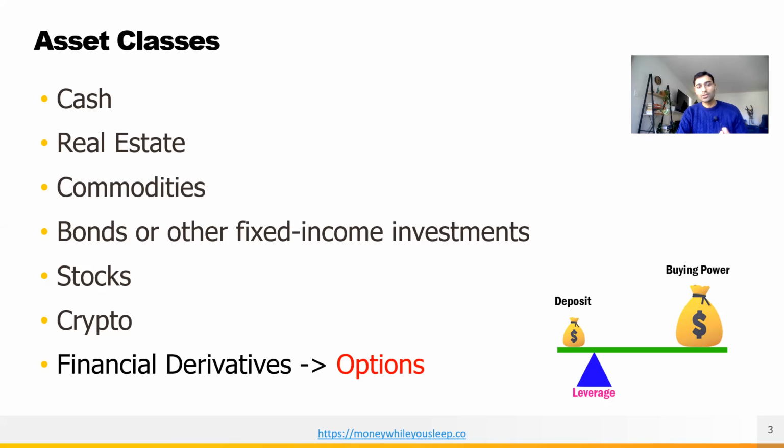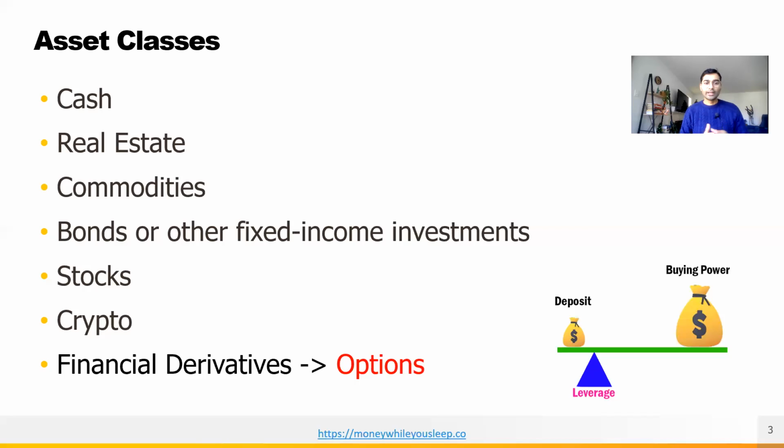The next is stocks. I think everybody knows about stocks too, so we will not cover stocks today. We are going to cover options, which are nothing but a derivative of stocks. Next is crypto. Bitcoin, Ethereum, a lot of coins are coming up. It's a new asset class altogether and very interesting. I'm going to cover crypto also in one of our sessions if people are interested. The last is financial derivatives, and among financial derivatives we are only going to cover options.